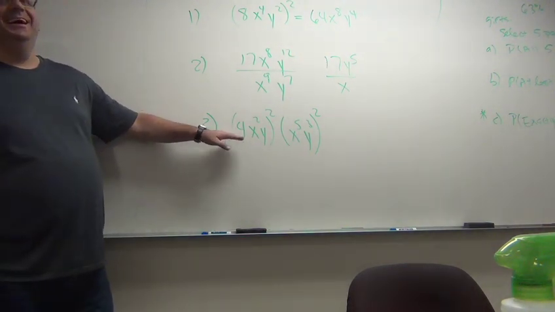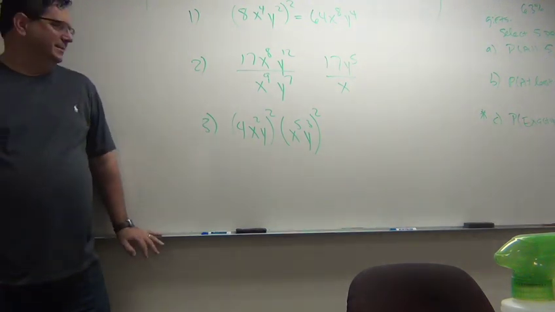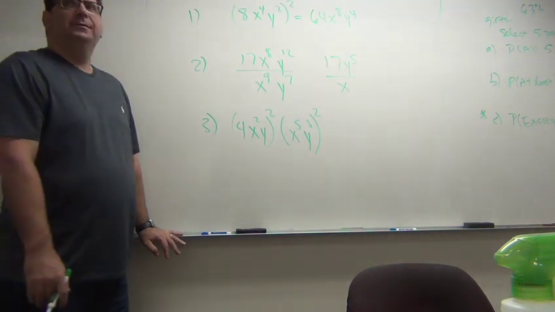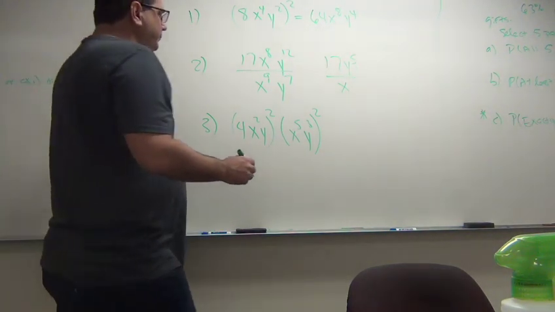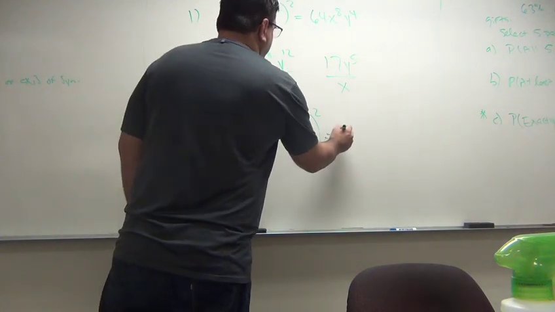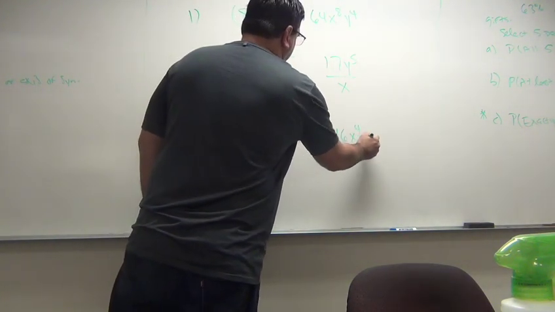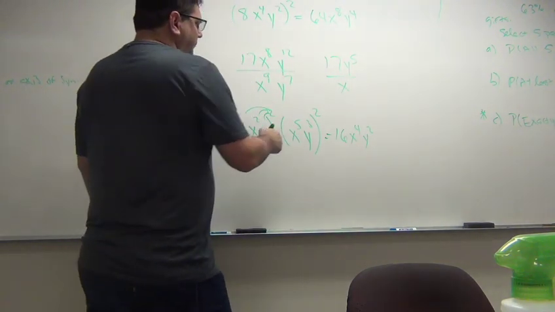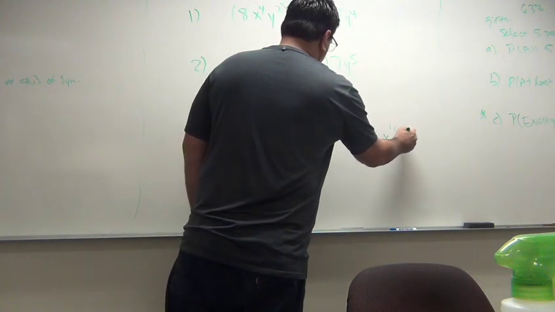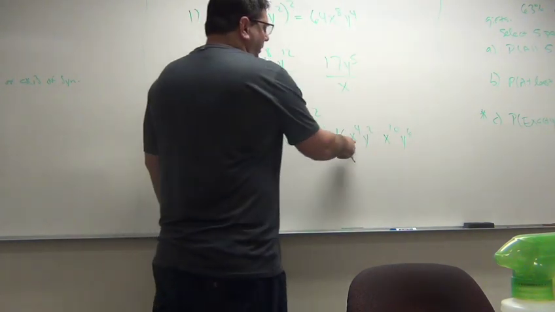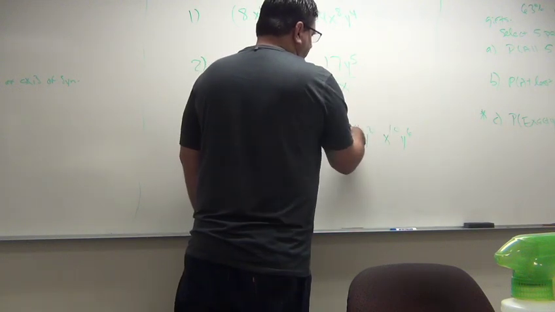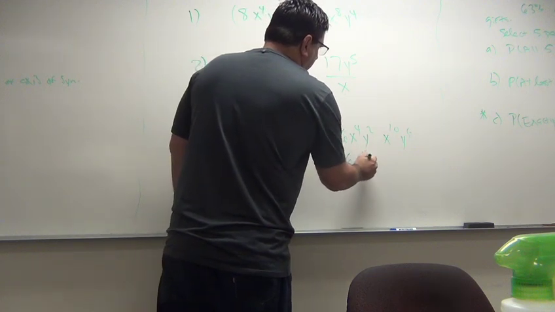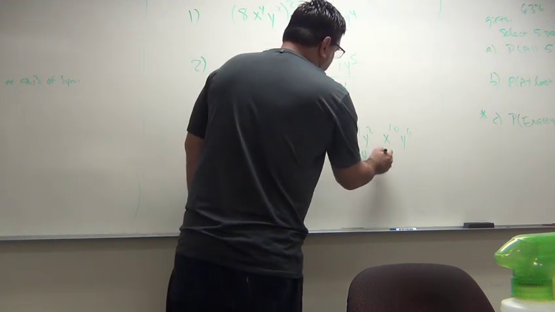All right. What'd you get? 16, x to the 14th, y to the 8th. Nice. Did you get that? So this is 16, x to the 4th, y to the 2nd. You're kind of distributing, but not so much. X to the 10th, y to the 6th. And now you're adding the exponents. 10 and 4 is 14. 2 and 6 is 8. So 16, x to the 14th, y to the 8th.